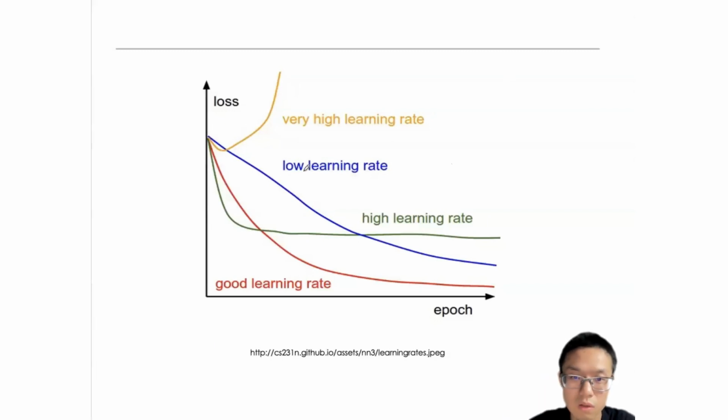And if you have a low learning rate, then you take a lot of steps to converge to the local minima. So you have to train for very long training epochs.